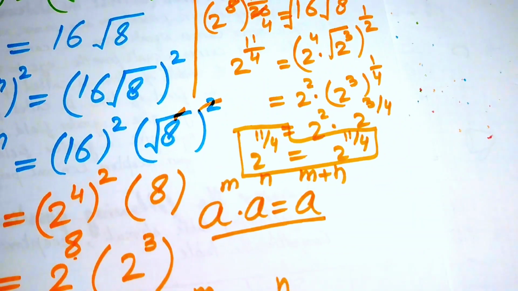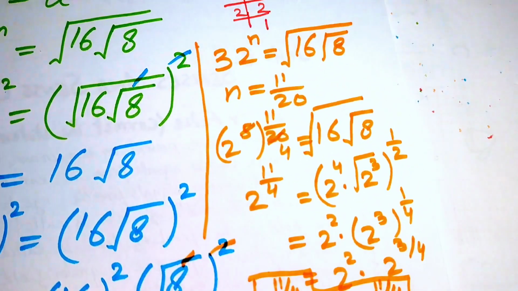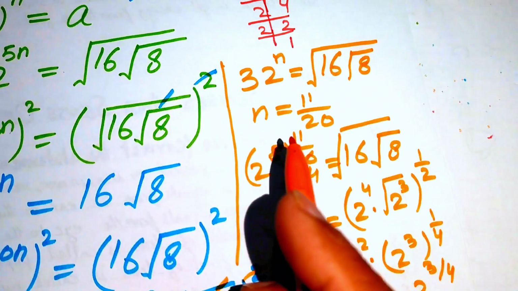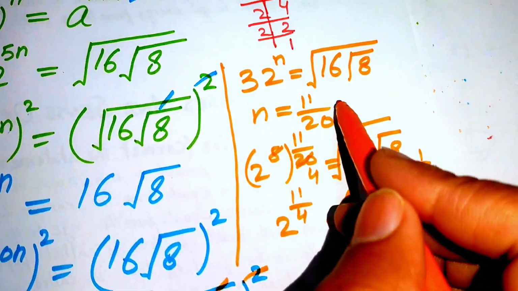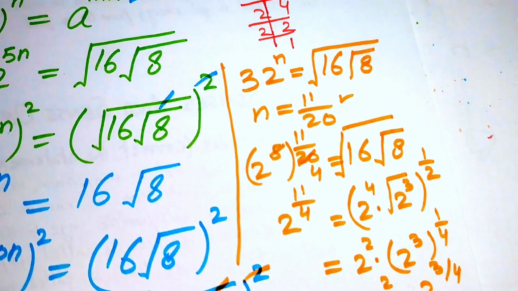So this shows that n equals 11 over 20 satisfies the given question statement. So it means that n equals 11 over 20 is the only solution of the given question, and this is the final answer.